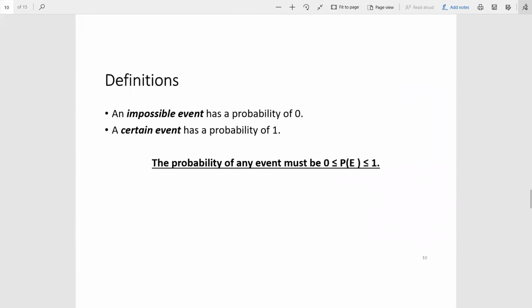Another definition: a possible event has a probability, an impossible event has a probability of 0. So if there's an event that can't happen, the probability is 0. A certain event has a probability of 1. In other words, if you're sure that the event will happen, like the sun will come up tomorrow, the probability is 1. So the probability of an event E has to be between 0 and 1. It'll never be 1.2 or 3.0 or 100 or over 100%.